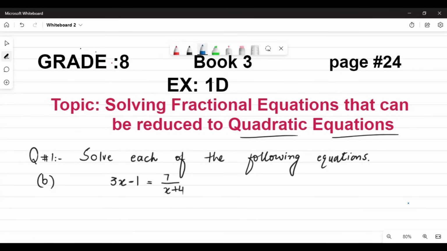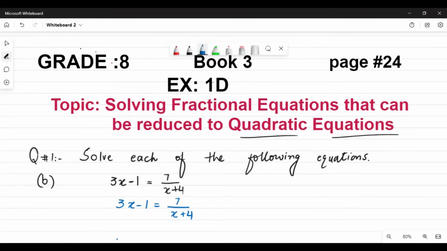3x minus 1 is equal to 7 over x plus 4. This is the B part of the question number 1. As you can see, the right side is a fraction, but on the left side, we don't have any fraction. It's written as 3x minus 1. So I'm going to rewrite the equation, which is 7 over x plus 4. This is a fractional equation.